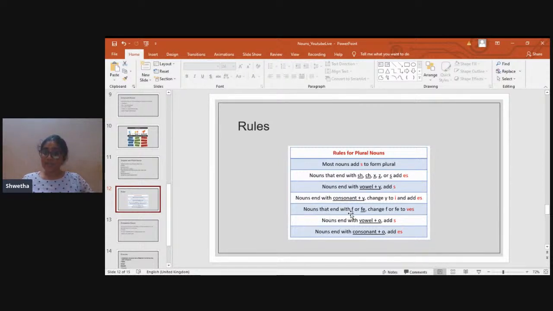Nouns that end with F or FE, change the F or FE to VES. Life, lives. Nouns that end with vowel plus O, add S. Vowel plus O, add S. Nouns that end with consonant plus O, add ES. Consonant plus O, add ES. Any doubts in any of these, guys? Anything? Please do let me know, okay?